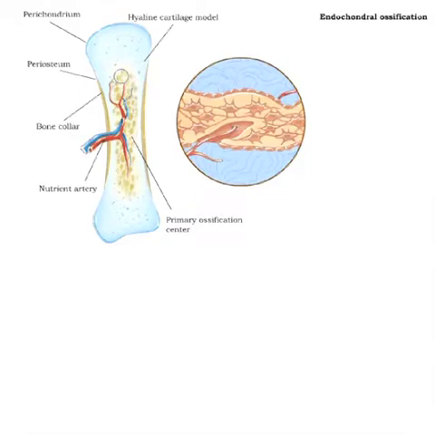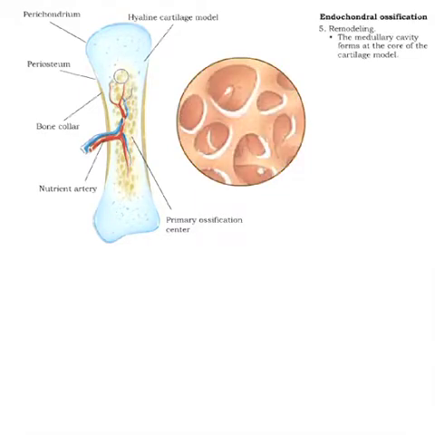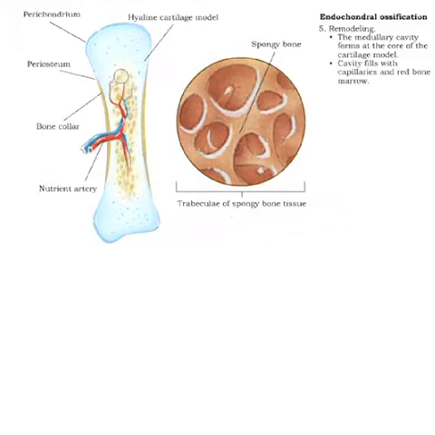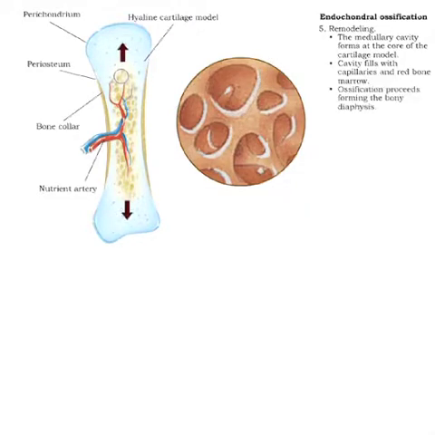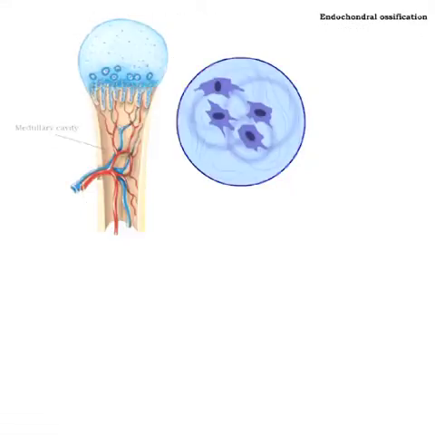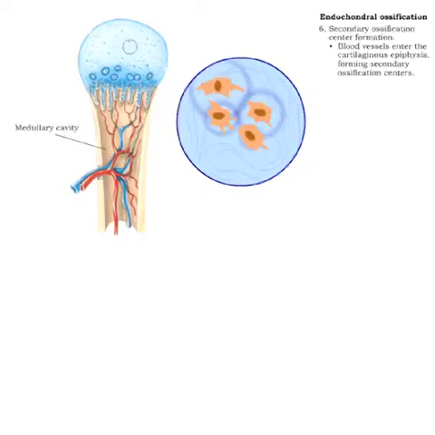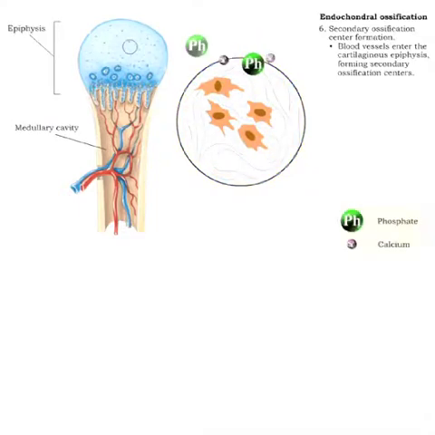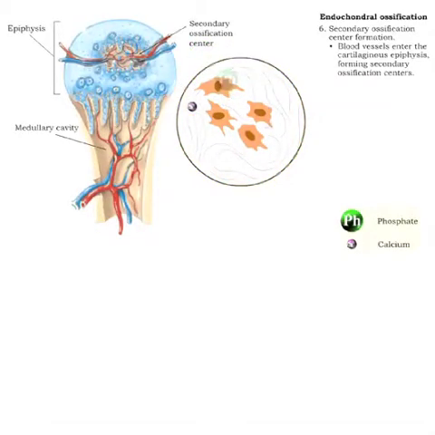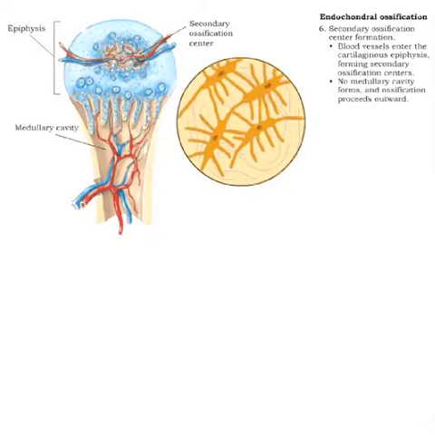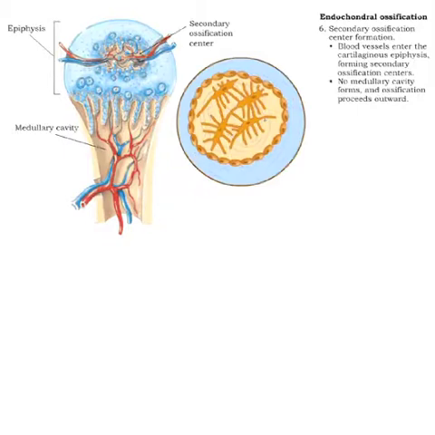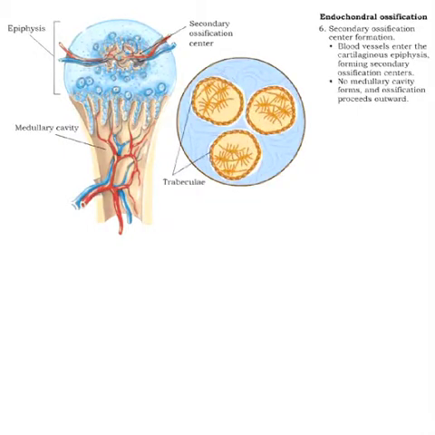The growing model is gradually remodeled. The cavity fills with capillaries and red bone marrow. Ossification proceeds, forming the main portion of a bone, known as the diaphysis. Around the time of birth, blood vessels enter the epiphyses, the ends of a bone, forming secondary ossification centers. Secondary ossification differs in that no medullary cavity forms, and ossification proceeds outward.